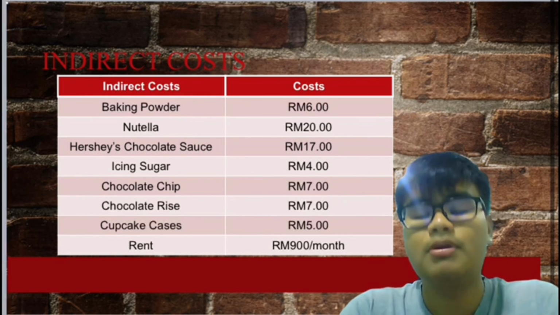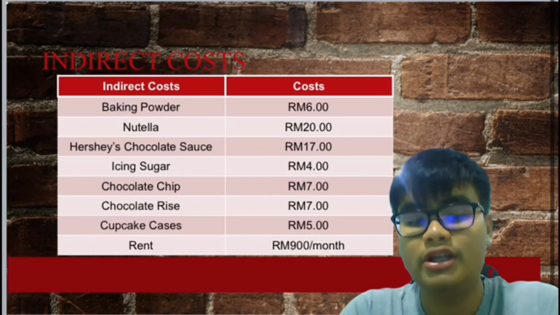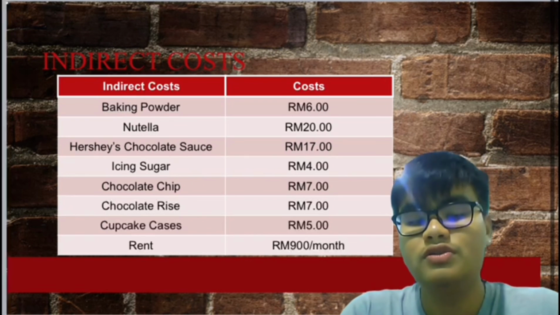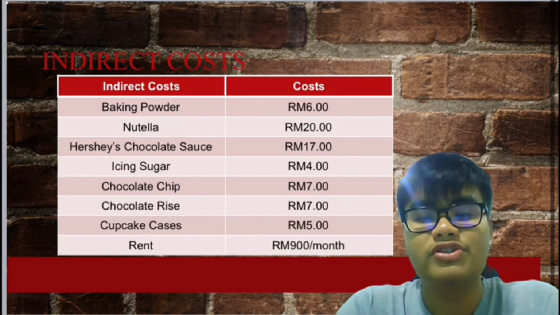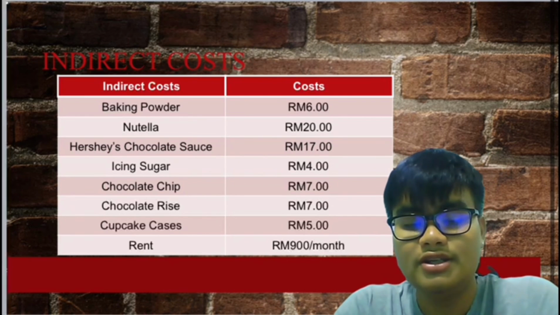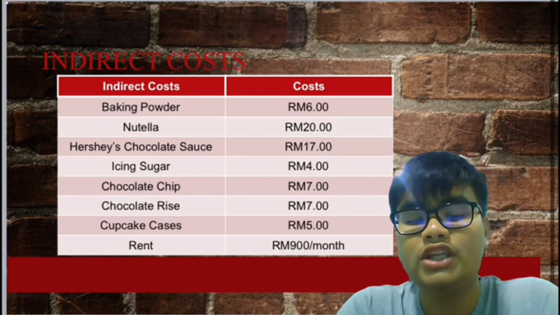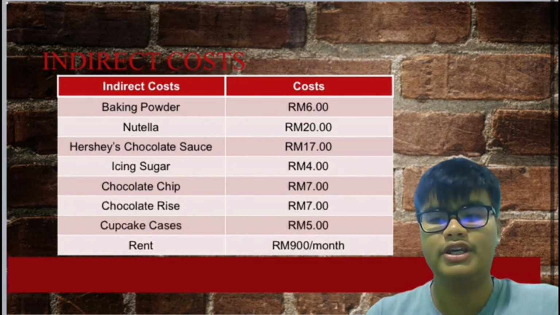For baking powder, the cost is 6 ringgit. For Nutella, it's 20 ringgit. For Hershey chocolate sauce, it's 17 ringgit. For icing sugar, it's 4 ringgit. Chocolate chip, 7 ringgit. Chocolate rice, also 7 ringgit. Cupcake case, 5 ringgit. And for rent, we need to pay 900 ringgit per month. Okay, that's all from me.